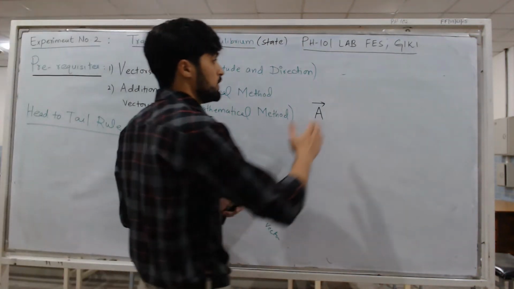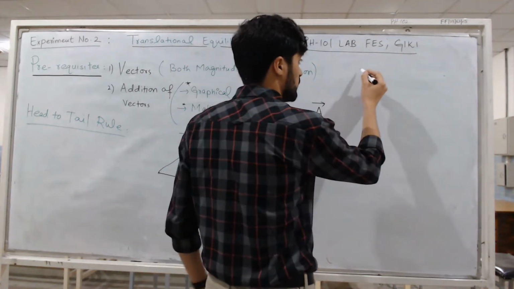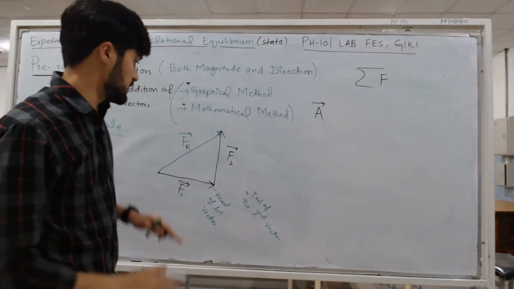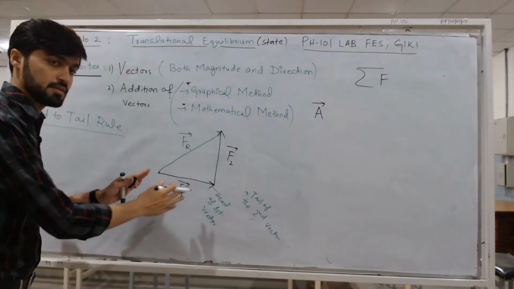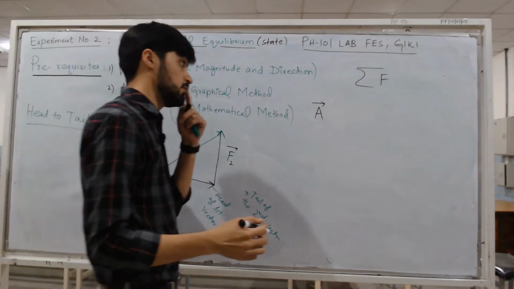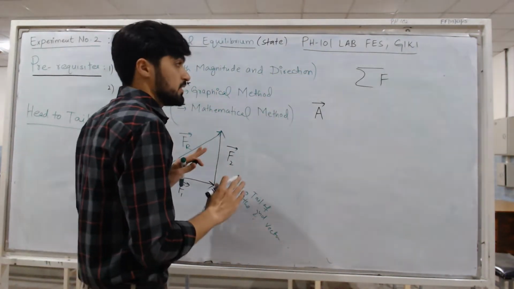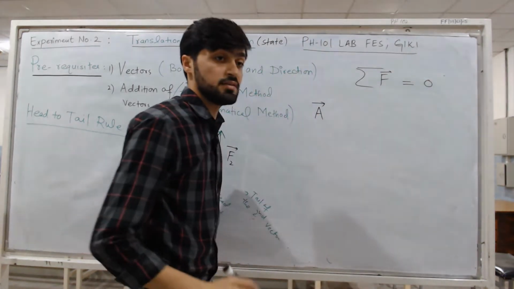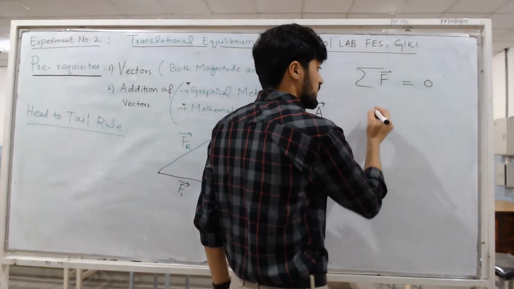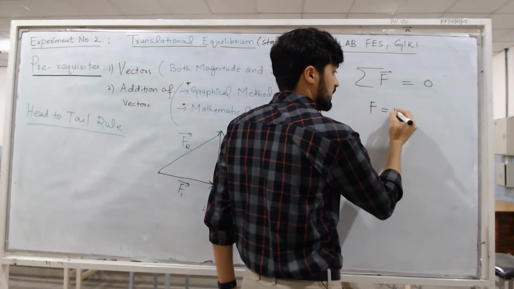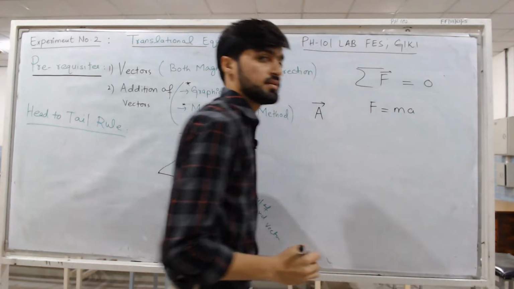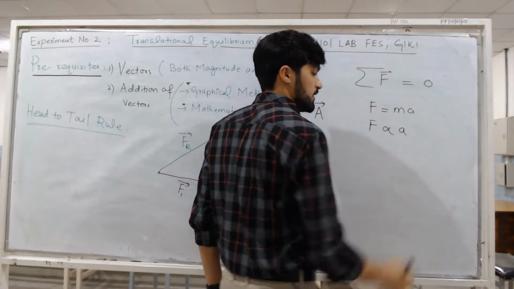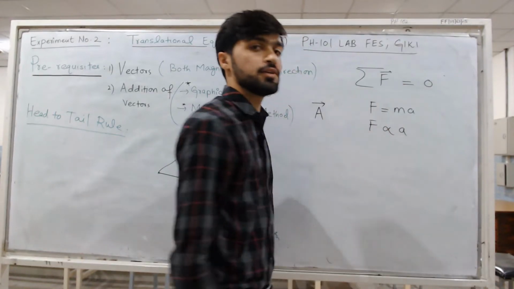So translational equilibrium is if the vector sum of all the forces, so vector sum means if we are using this method, so we will add vectors graphically, and if we are using mathematical method that we will be discussing shortly, so the vector sum of all the forces must be equal to 0. So what does it mean? So if the force is 0, from Newton's second law we know that F is equal to mass into acceleration. So if mass is constant, F is directly proportional to acceleration. So if force is 0, then the acceleration must be equal to 0.